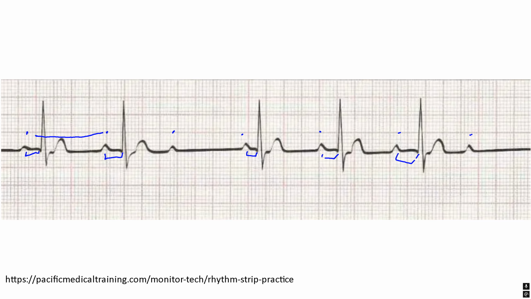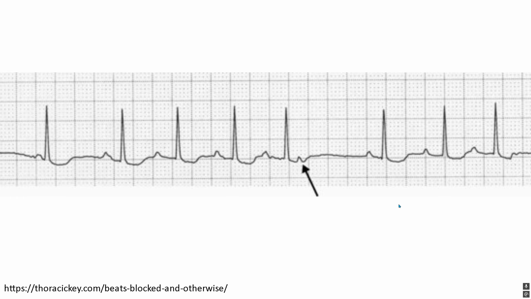Now, if the PR interval is changing, that's a second degree type 1. If the PR interval stays the same, it's a second degree type 2, okay? It's that simple, all right? That's how I remember it, okay?